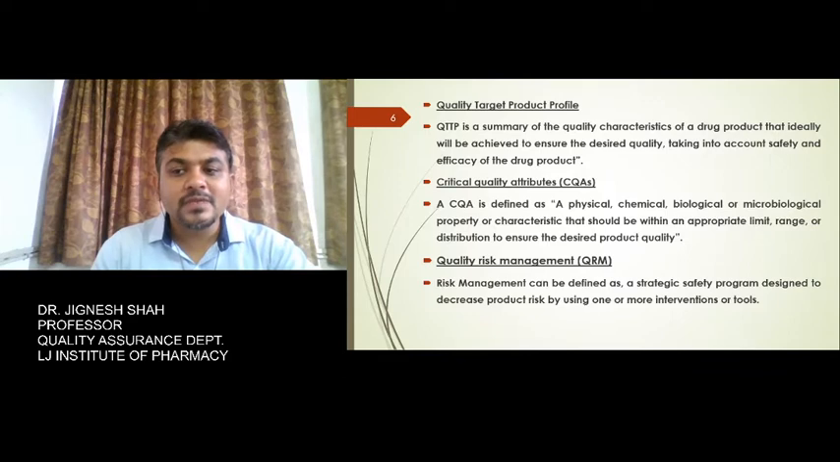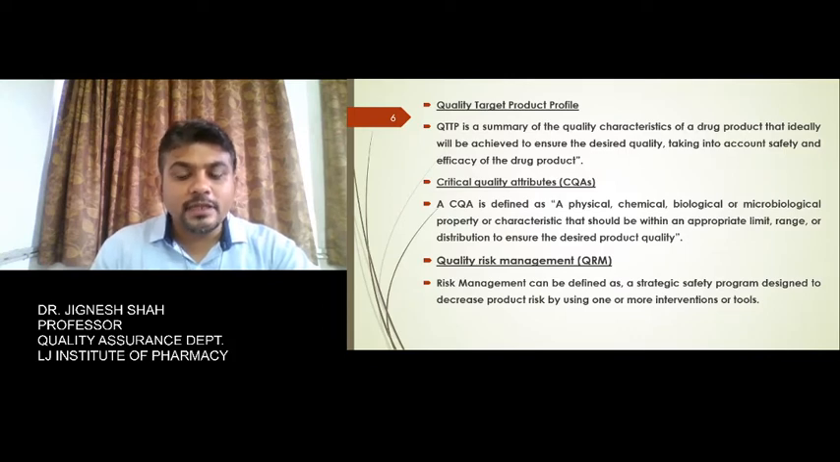So before anyone is making a product, first they should identify the quality characteristics of a drug product that will be achieved in the final product, and this will ensure that whatever quality they are targeting will be achieved. But it should be taken into account that safety and efficacy of the drug product is maintained. So if you are targeting the quality of the product, you should also take into consideration the safety as well as efficacy of the drug product.